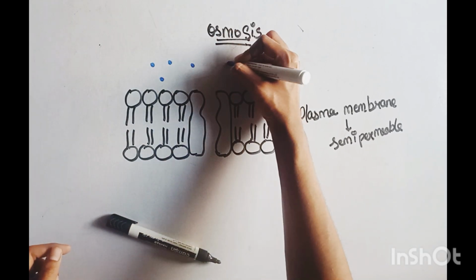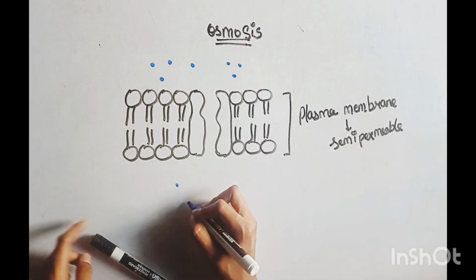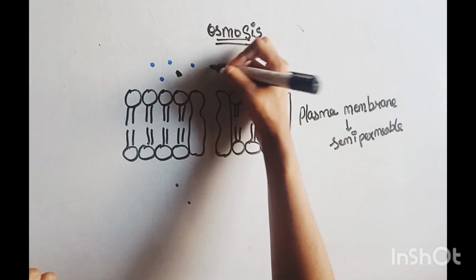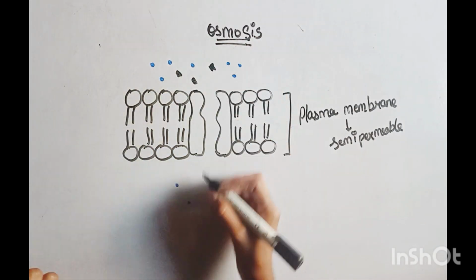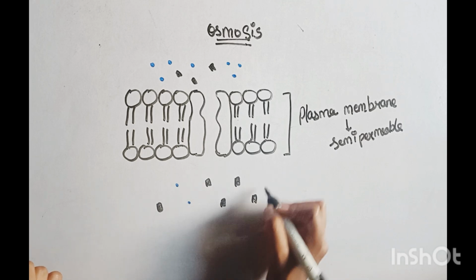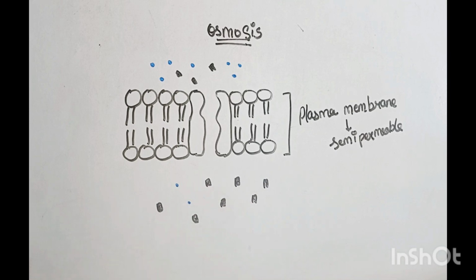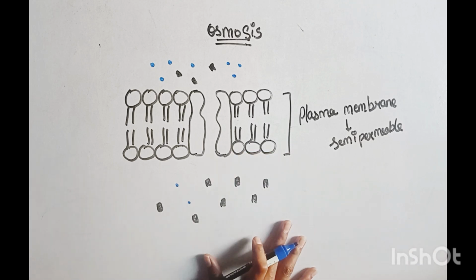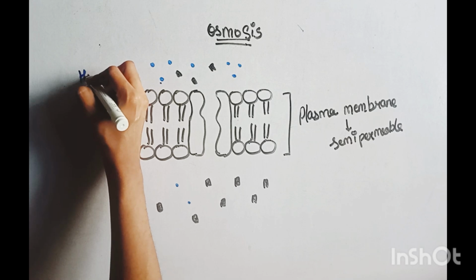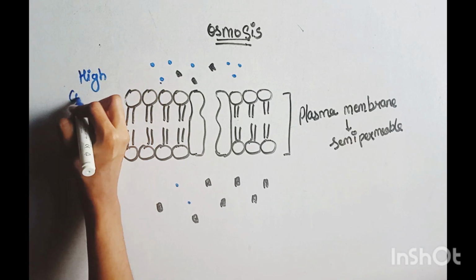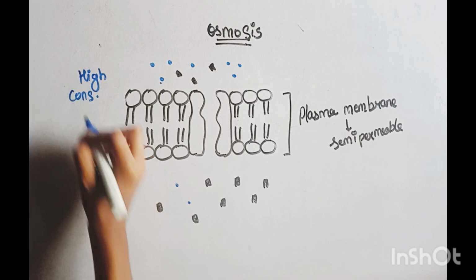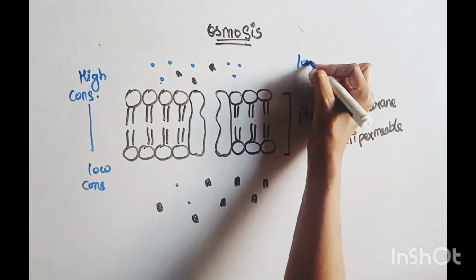So this is the water molecule, and this water molecule is permeable. Solvent, meaning water, is permeable, and solutes are not permeable. So this is the semi-permeable membrane. What is permeable? Water. What is not permeable? Solute. Yes. So the water molecules move from the high concentration to the low concentration. That's why it is a passive process.